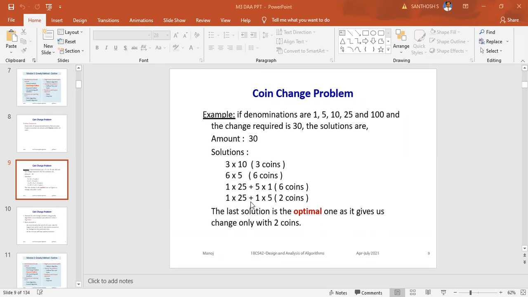But you can also take 5 rupees, one coin. So here 25 rupees one coin and 5 rupees one coin. How many coins do you have? 2 coins. So at that time the last solution is optimal.